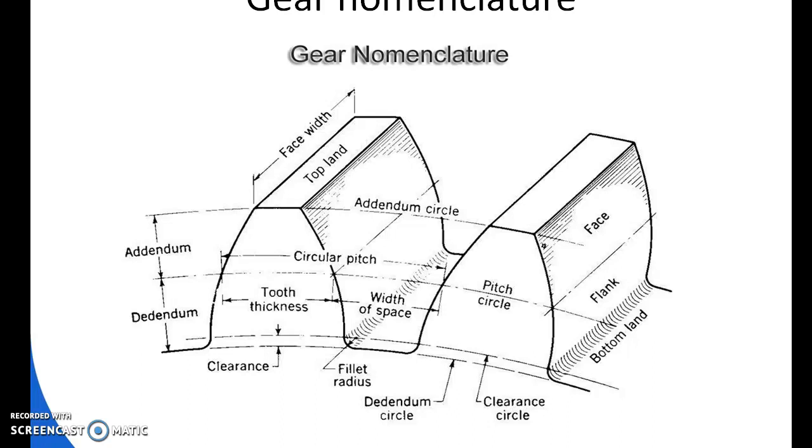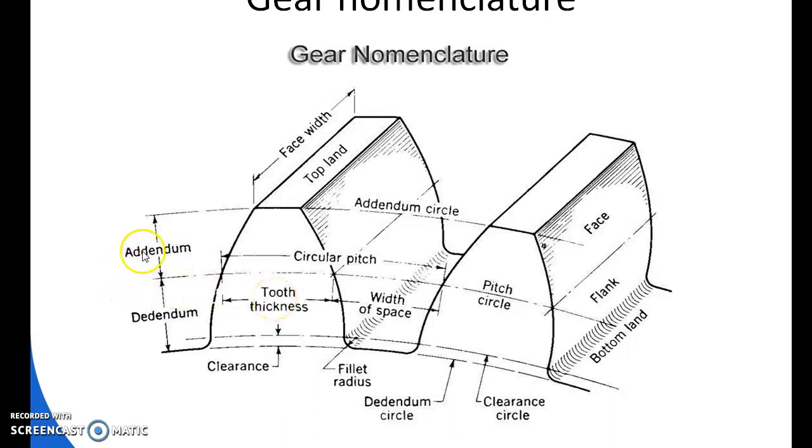The first thing is the pitch circle. Which one is known as the pitch circle? Here we can see the pitch circle. It is an imaginary circle which would transmit the same motion as the actual gear by pure rolling action. The diameter of the pitch circle is known as the pitch circle diameter.